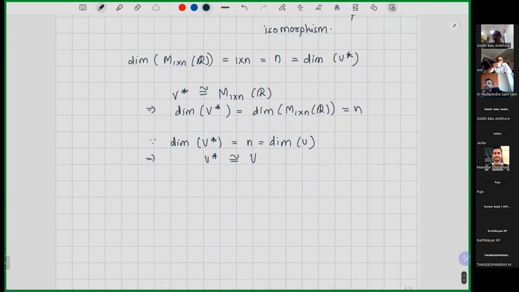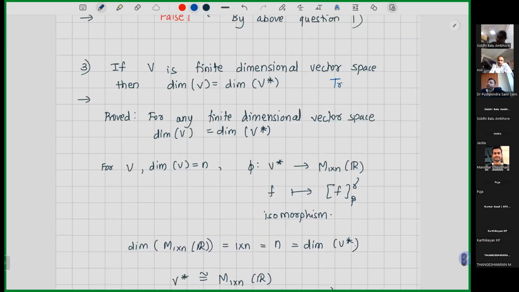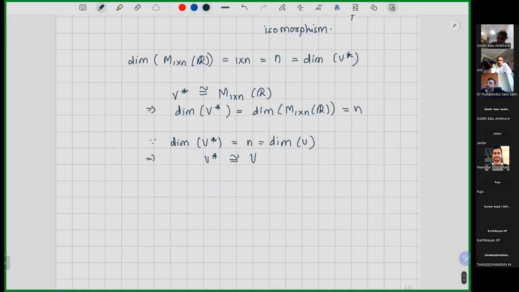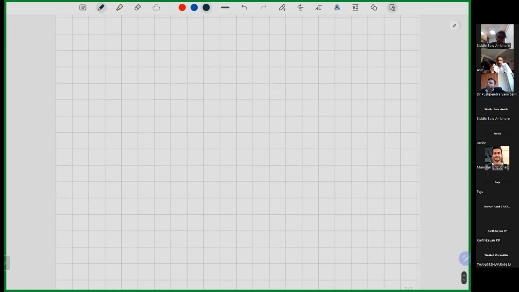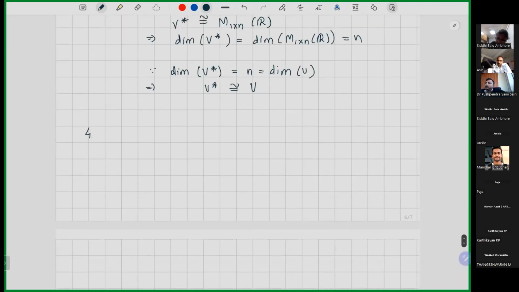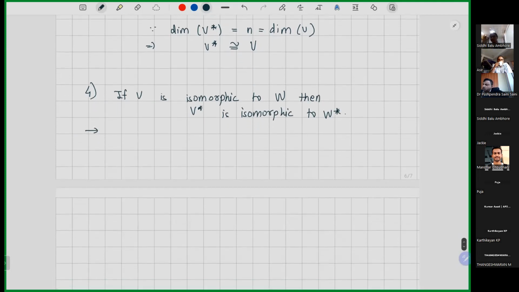So this statement is true. Now next. If V is isomorphic to W, then V star is isomorphic to W star. Any guesses now?